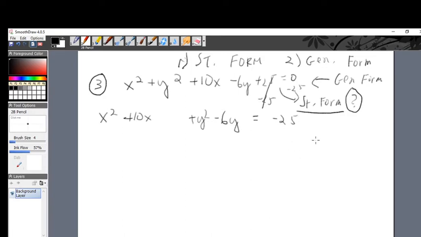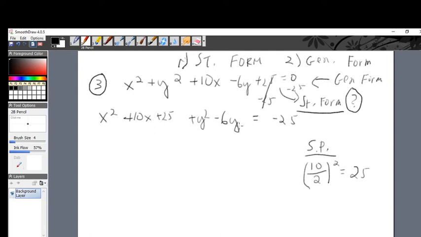Now I go for scrap paper, and what I need to do is complete this square. Here's an x squared, here's a 10x. How do I make this into a perfect square trinomial? We've practiced this already in the previous video. I take that 10, divide it by 2, and square it. 10 divided by 2 is 5, squared is equal to 25. And there's the missing piece that I want, plus 25.